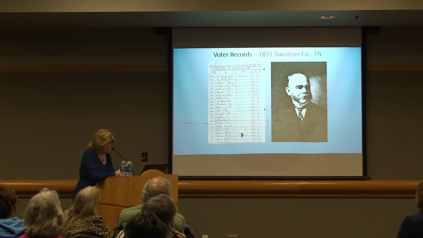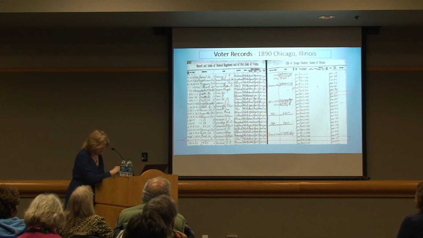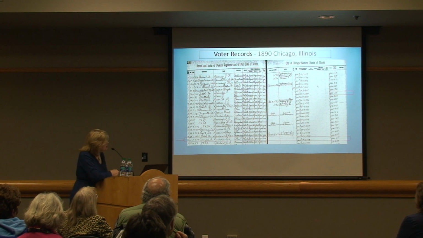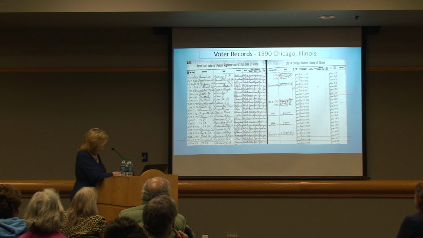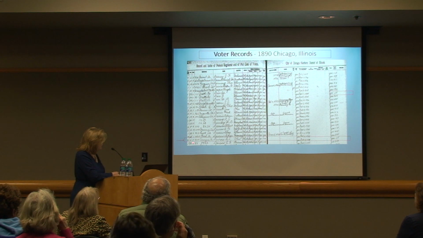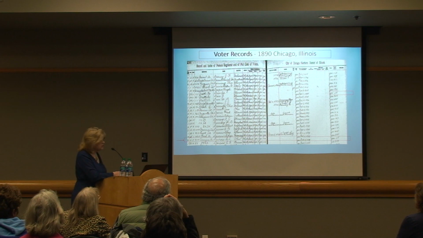Now, other voter lists are going to give you more information. This is an 1890 Chicago voter list. And in it, we find a gentleman by the name of C.S. Darrow. That's the initials for the famous lawyer Clarence Darrow. He lived at 905 Sawyer Avenue. He was born in Ohio. He was white.